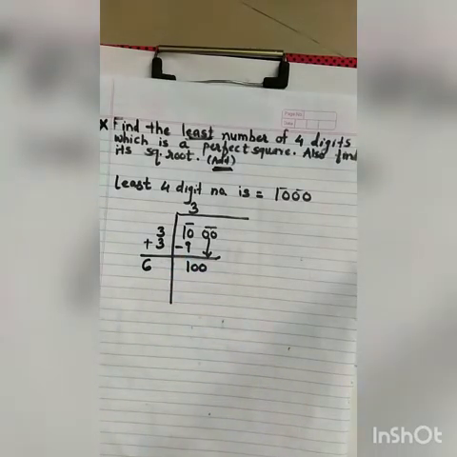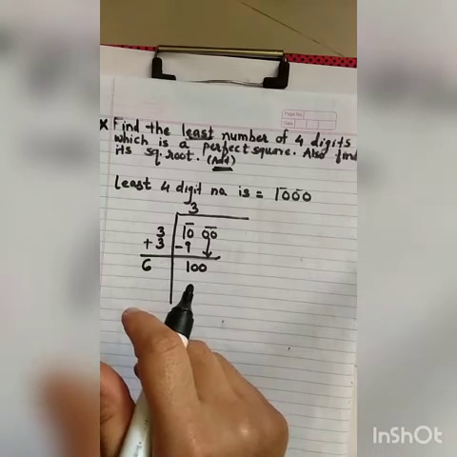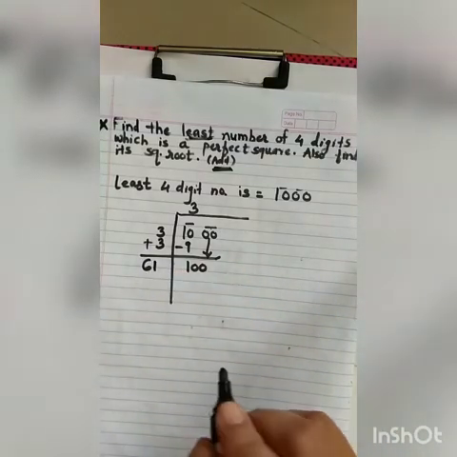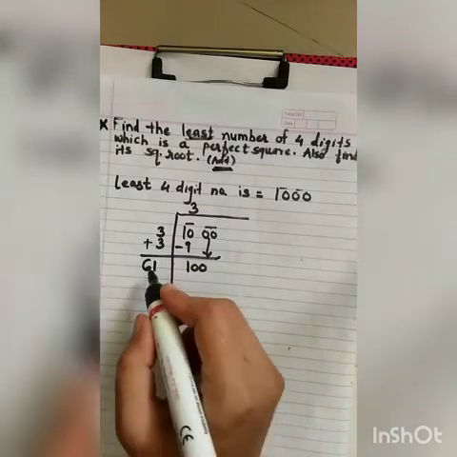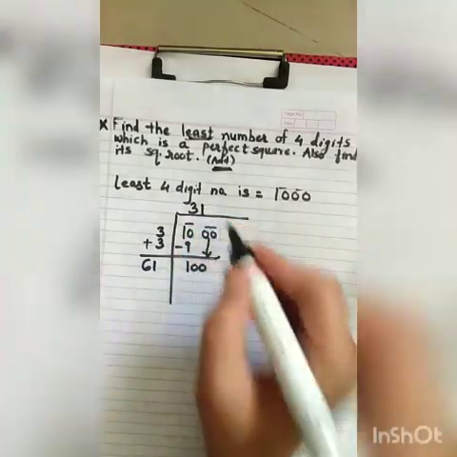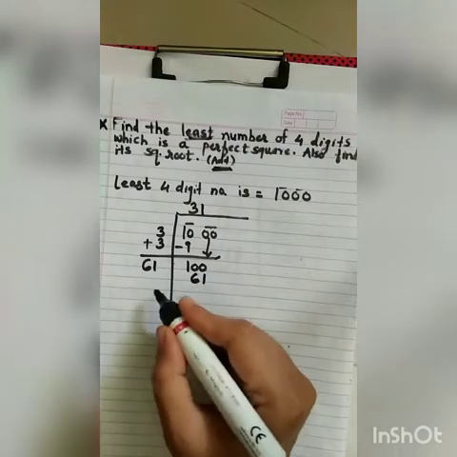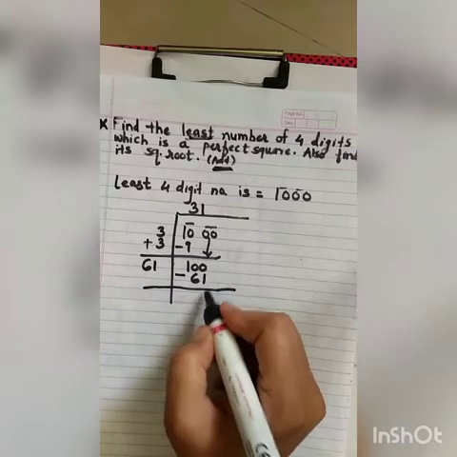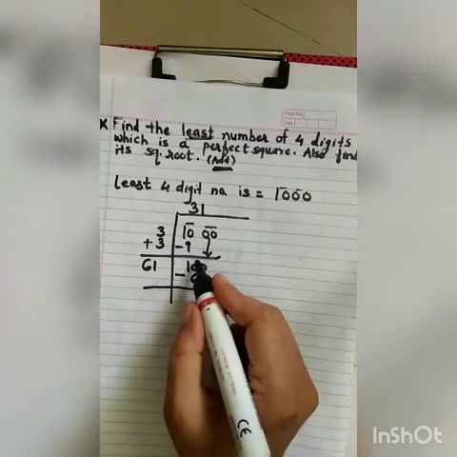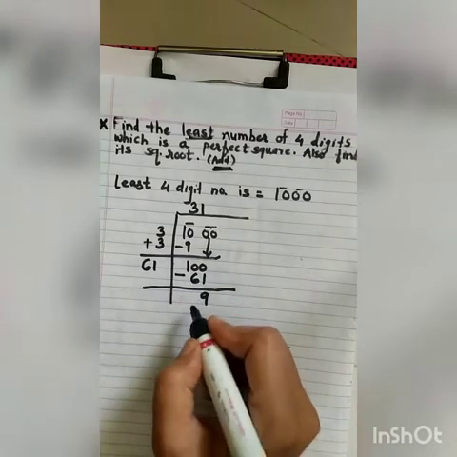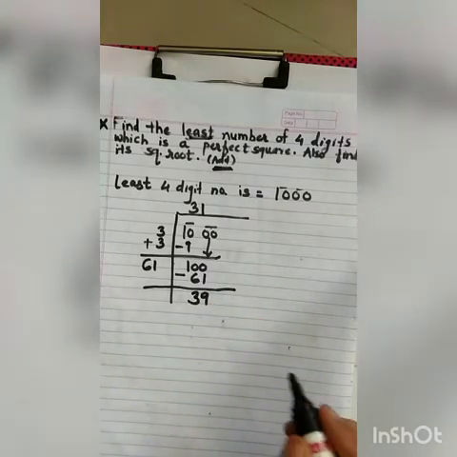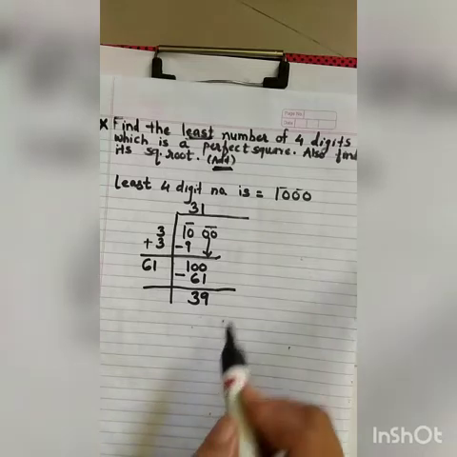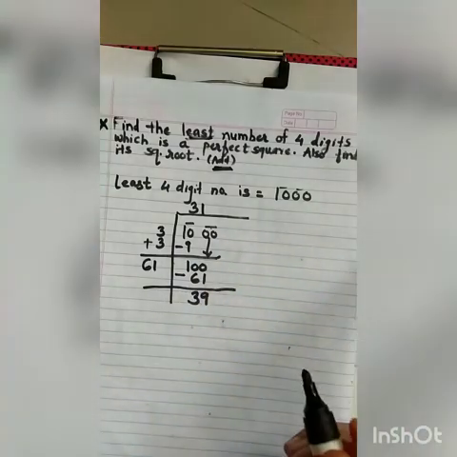And again I have to take 1 because 62 will be bigger than 100. So I will take 61, 1 times 61. And after subtracting it, we will get 10 minus 1, that is 9, and 9 minus 6, that is equal to 3. So 39. Now you cannot move it forward as our periods have been completed.